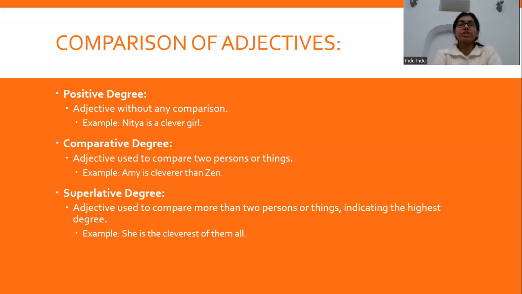Superlative degree is the adjective used to compare more than two persons or things, indicating the highest degree. She is the cleverest of them all. So the first one, positive degree, was clever; comparative, cleverer, when two persons or things are being compared; and then when more than two persons or things are compared, it's the superlative degree, the cleverest. Okay, so this should be noted.